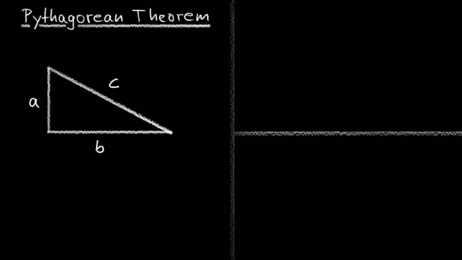Today we are going to look at the Pythagorean Theorem, which describes the relationship between the lengths of the sides of a right triangle. The sides of a right triangle have special names. The legs are the two sides that form the right angle, and the hypotenuse is the side opposite the right angle.